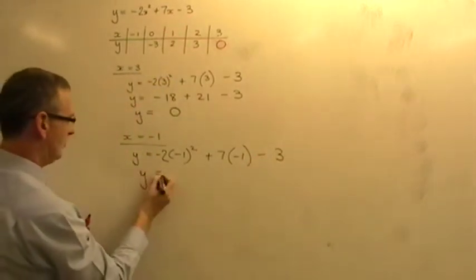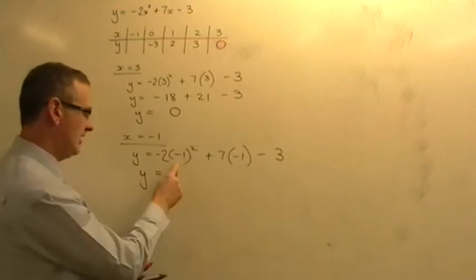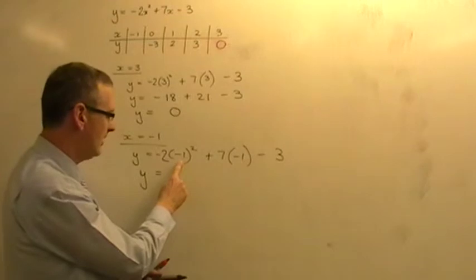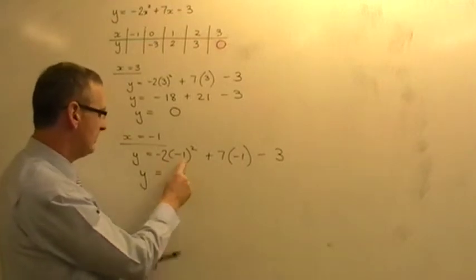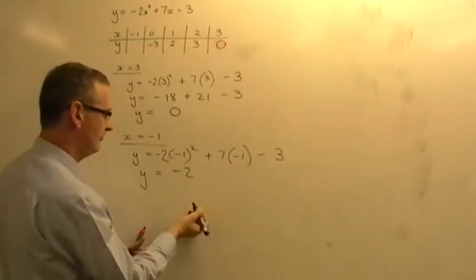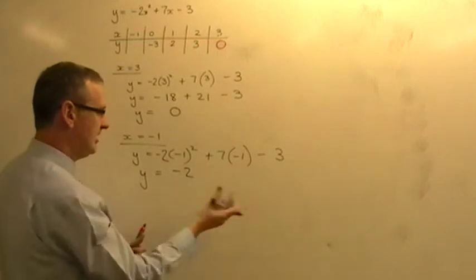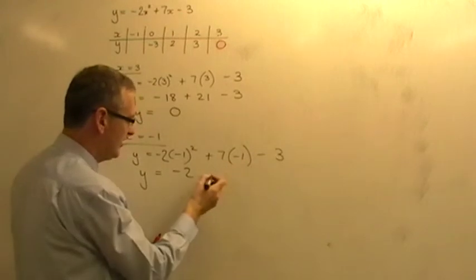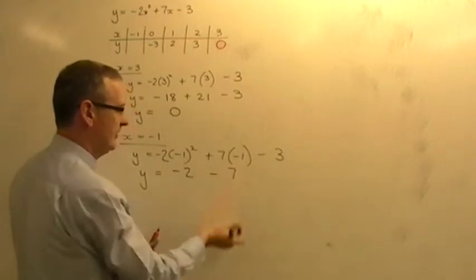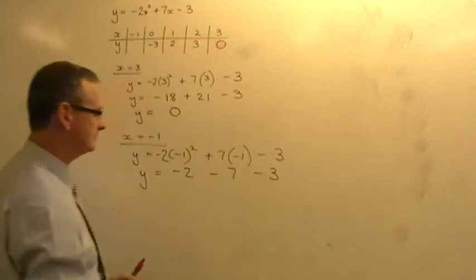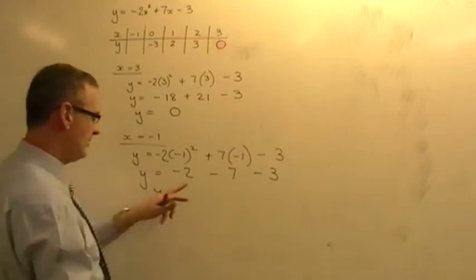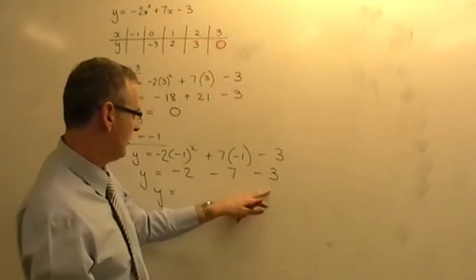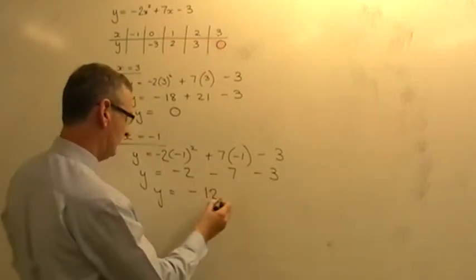So the y value will be equal to, be careful, minus 1 when you square it you get plus 1. Minus 1 times minus 1. Minus 2 times plus 1 is negative 2. Be careful with this. Plus 7 times minus 1. A plus times a minus is a minus. 7 times 1 is 7. Take away 3. So y turns out to be minus 2 minus 7, which is minus 9. Take away 3, minus 12.